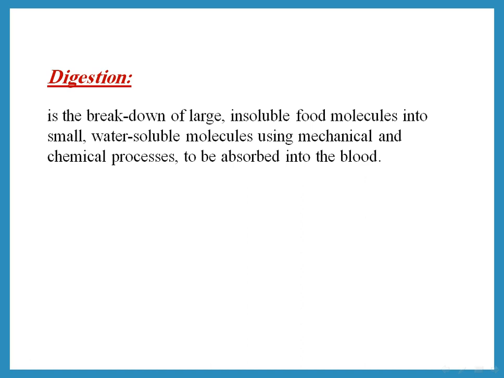For example, the food we eat is usually a large chain of molecules. So if it's proteins, it is chains of amino acids. If it is starch or carbohydrates, it's a chain of glucose units. If it is fats, it's a chain of fatty acids and glycerol. And the point of digestion is these large food molecules, carbohydrates, proteins, or fats, cannot be absorbed into the blood. So we have to break them up into smaller molecules so that they're absorbed into the blood.